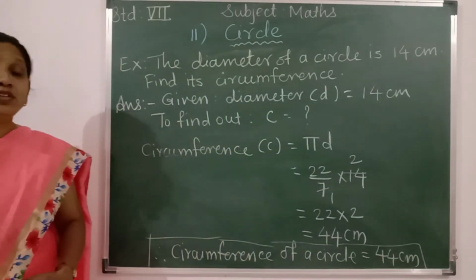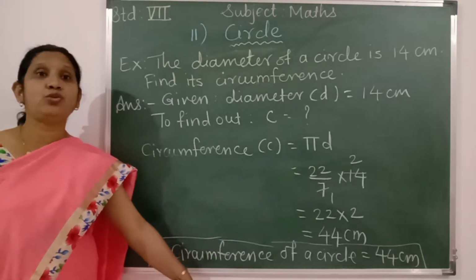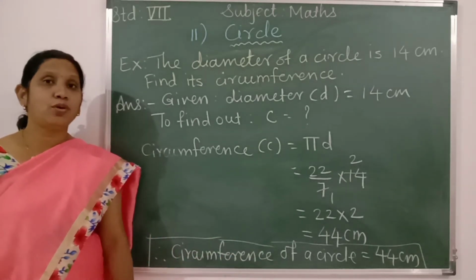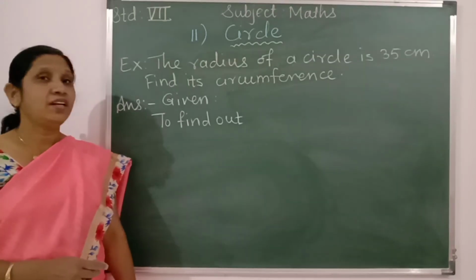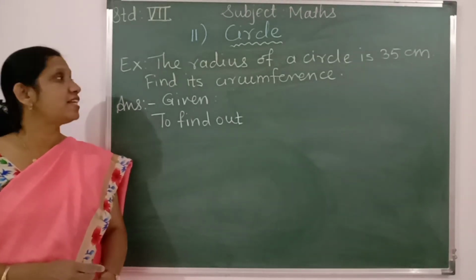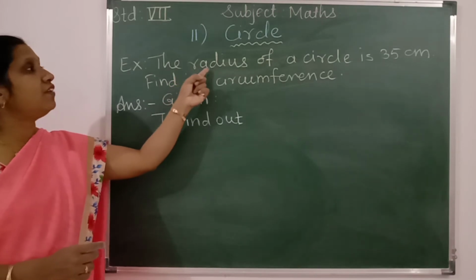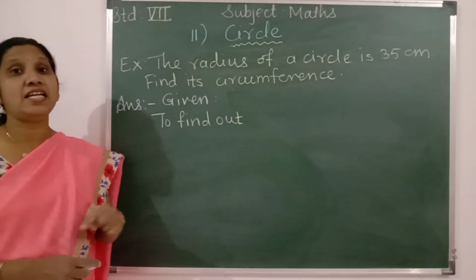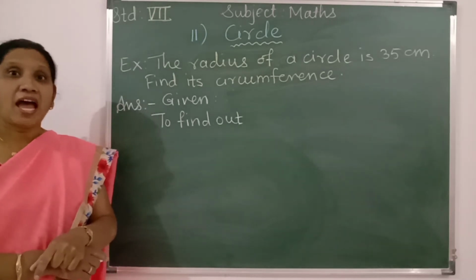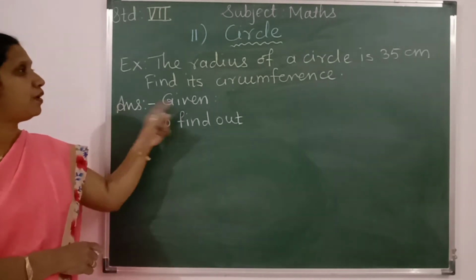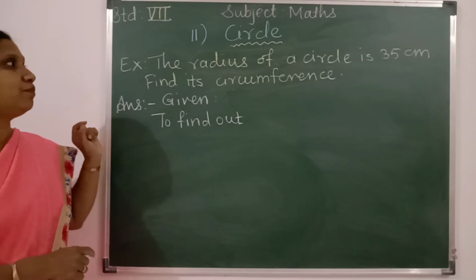Okay, students, always remember it is a must to write down the unit. If you don't write the unit, you will lose half a mark. Students, now let us see the next example. Here it is given the radius of a circle is 35 centimeter. Find its circumference. As I told you in the first example, always write down the given part first.